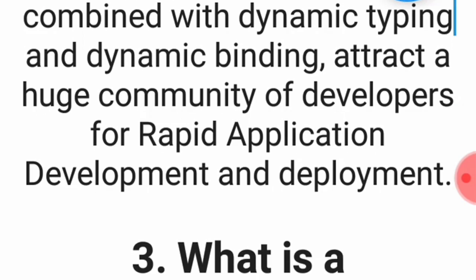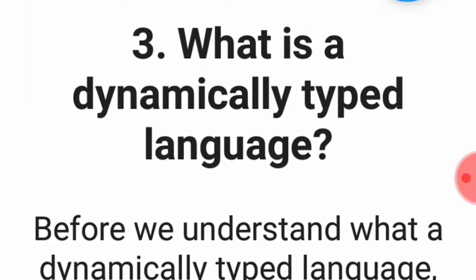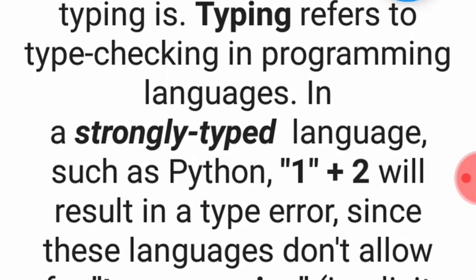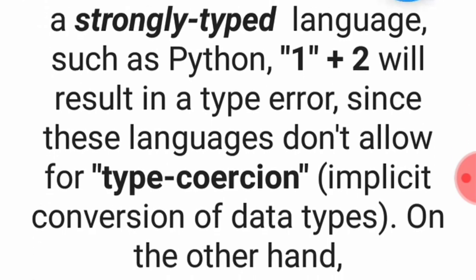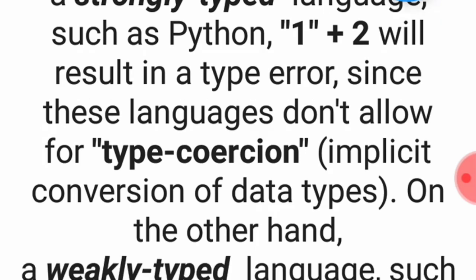3. What is a dynamically typed language? Before we understand what a dynamically typed language is, we should learn about what typing is. Typing refers to type checking in programming languages. In a strongly typed language, such as Python, 1 plus '2' will result in a type error, since these languages don't allow for type coercion, implicit conversion of data types. On the other hand, a weakly typed language, such as JavaScript, will simply output '12' as result.